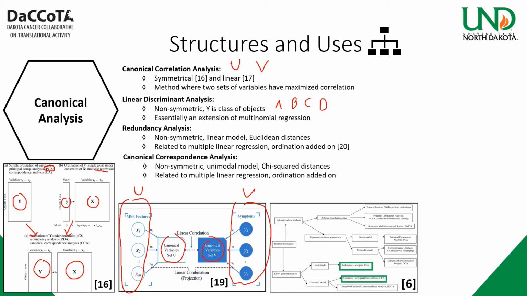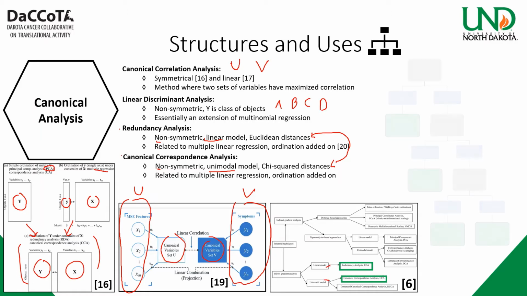So next we have two very similar techniques, redundancy and canonical correspondence. They're both non-symmetric, so x and y matter. However, the difference is one's a linear model, one's a unimodal model, so it doesn't assume linearity, and then the distances are different. So really they're, again, related to multivariate regression, both with ordination tacked on, as we see here. And so here's one of those classifications. We see that what distinguishes the two is whether they're linear or unimodal.